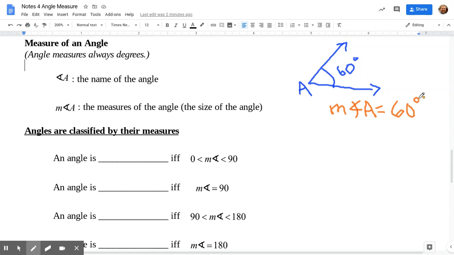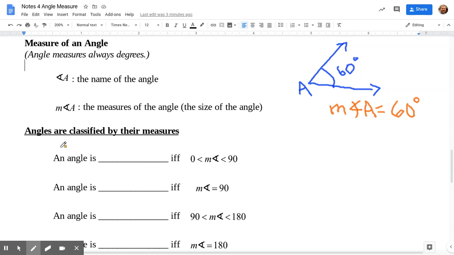So recall, just like we had different notations for segments, if the bar is above a segment, we're talking about the object. If we take away the bar, we're talking about how long the segment is. We need to use different notations for our angles as well. If it's just the angle symbol, we are talking about the object, the picture. If we put the m in front of it, now we are talking about the measurement of the angle.